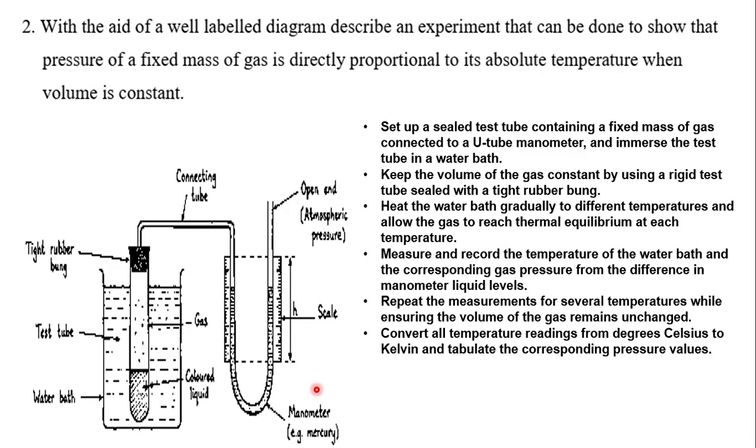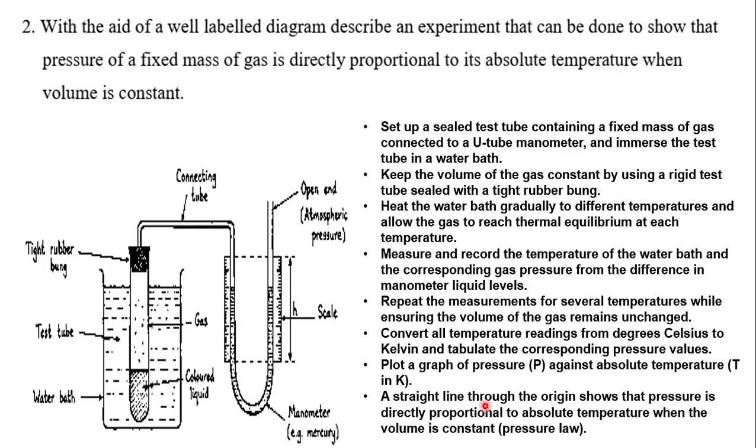And it will be in the millimeters of mercury. Then plot a graph of pressure against absolute temperature, meaning that the pressure values, in millimeters of mercury, will be on the y-axis, and temperature will be plotted on the x-axis. So a straight line through the origin shows the pressure is directly proportional to absolute temperature when the volume is constant. This is called the pressure law. It is also known as Gay-Lussac's law.